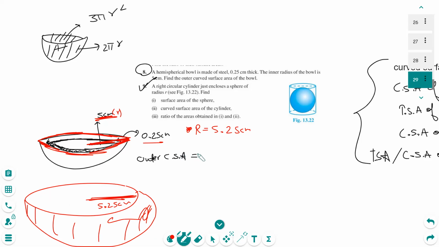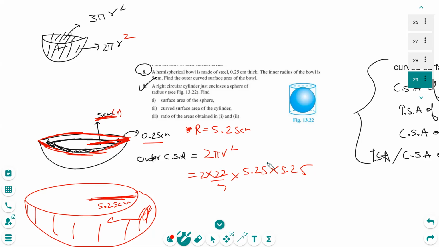So what is the curved surface area of hemisphere? I have written it above also. 2 pi r square. So it's 2 pi r square. Now let's calculate it. 22 by 7, 5.25, 5.25. Quickly calculate this for me.